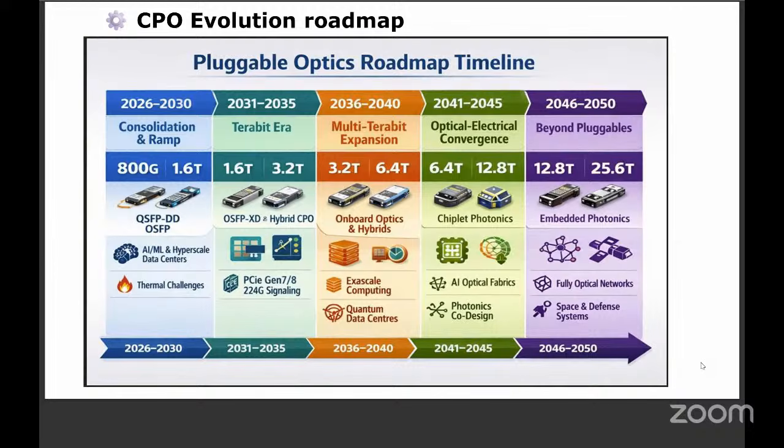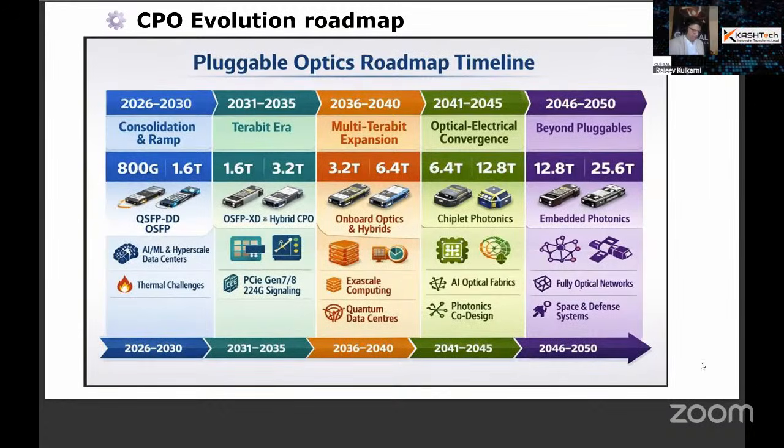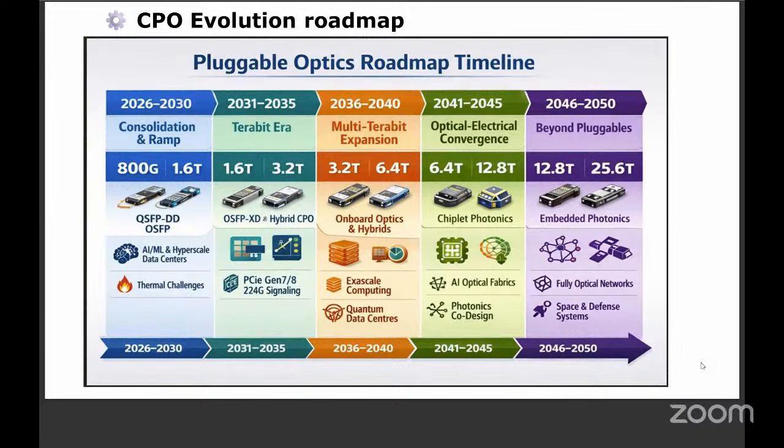2026 to 2030, 800G is going to be the mainstay, then 1.6 terabit. This is consolidation and ramp up. Every evolution, there will be a revolution and then an evolution. We say we are in 6G now: 1G, 2G, 3G, 4G, 5G, 6G. Each G will be a revolution, then it will be an evolution. In evolution, you consolidate. 800G is almost today, that is the currency.